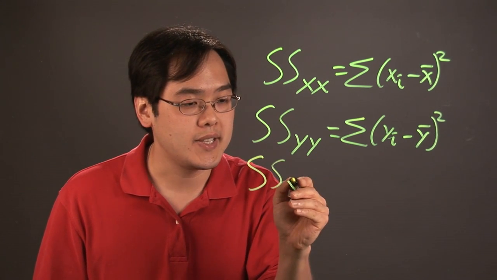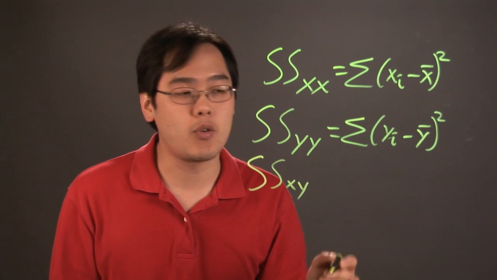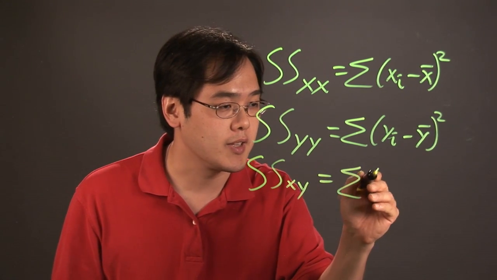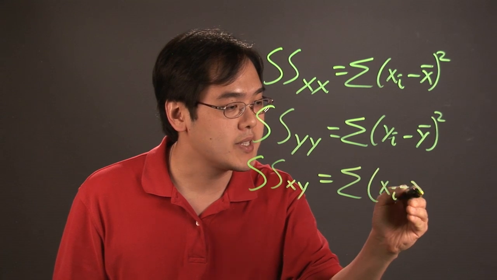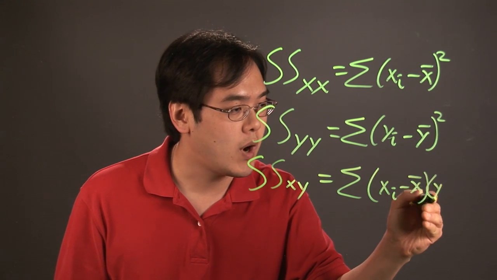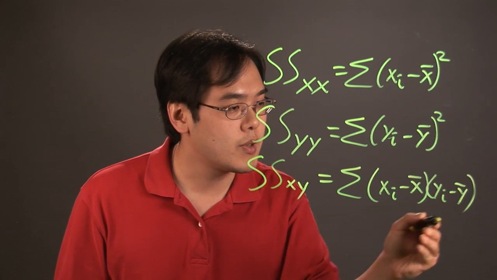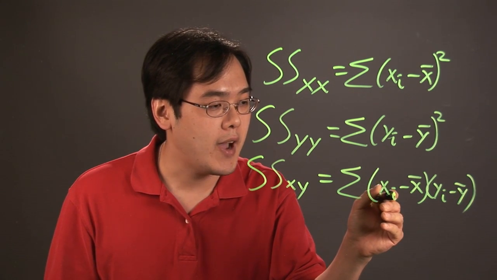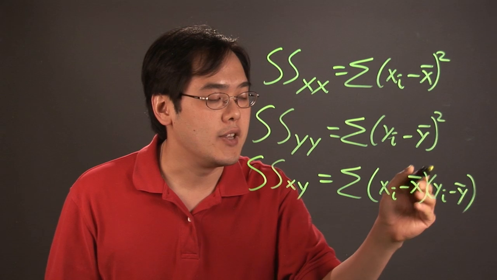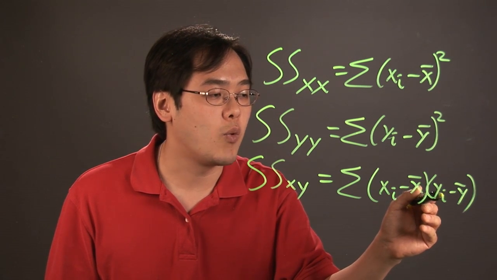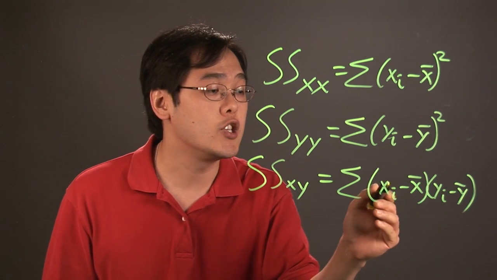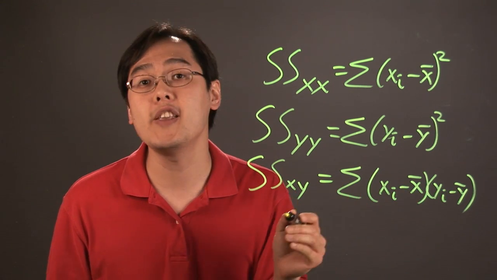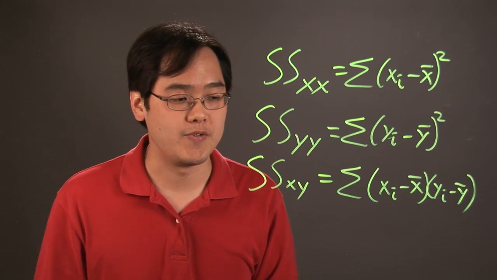And then you have SSxy, which is the sum of the cross products, which is the sum of, and this is where it gets a little bit interesting, (xi minus x bar) times (yi minus y bar). In other words, you're taking an x value minus the x mean, and then multiplying by the corresponding y value minus the y mean. You're going to do all that first. This is a number multiplied by another number, and then you're going to add all those values together.